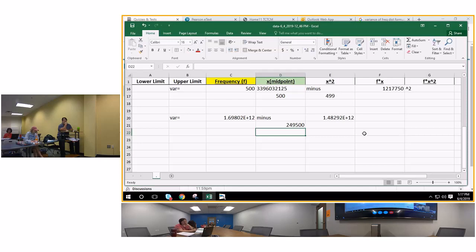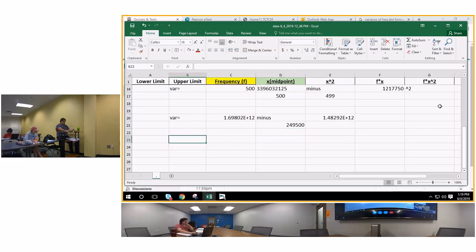So did everybody get similar numbers? I'm not going to say because some calculators might spit out the whole number. Some calculators do 1.69802 e to the 12th power, you know. And some people look at it like it's Japanese or something.